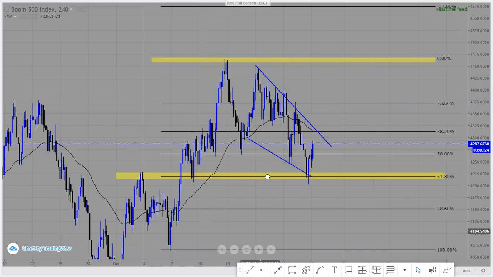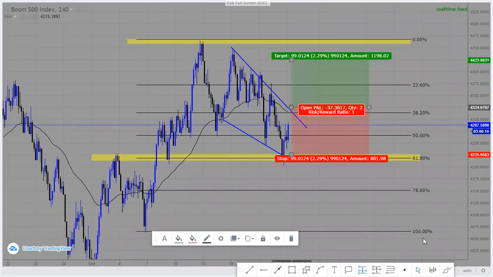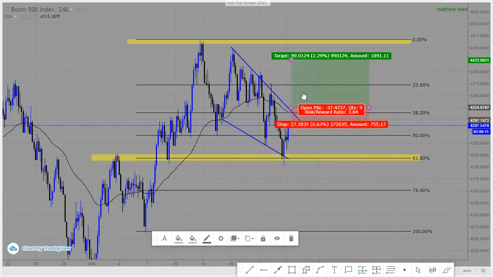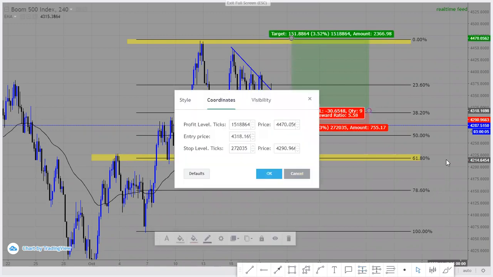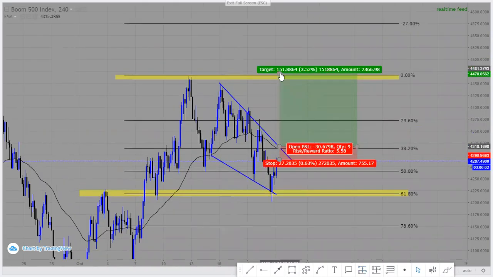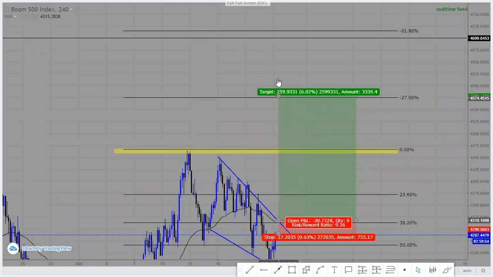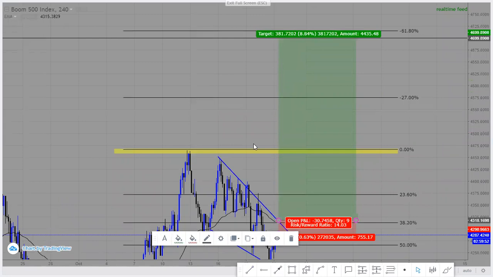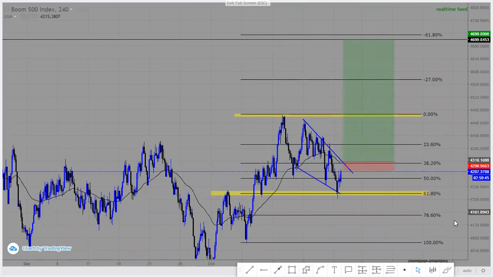So same scenario, almost the same scenario with above this trend line. I'm only going to buy above this trend line. First target the 0%, second target minus 27, last target is this zone that we marked here. So this is my anticipation right now.